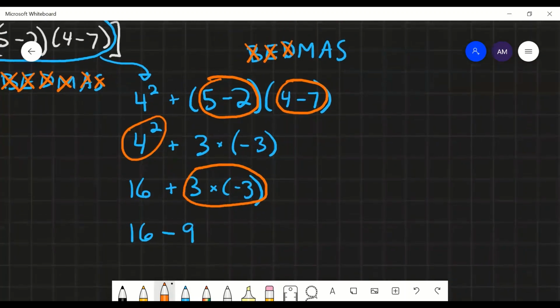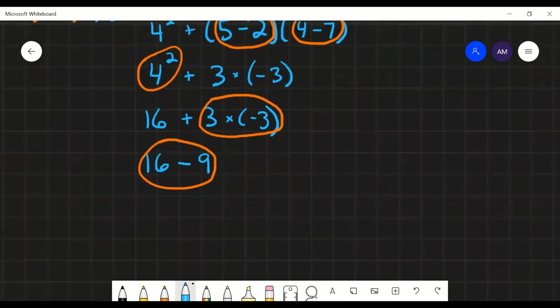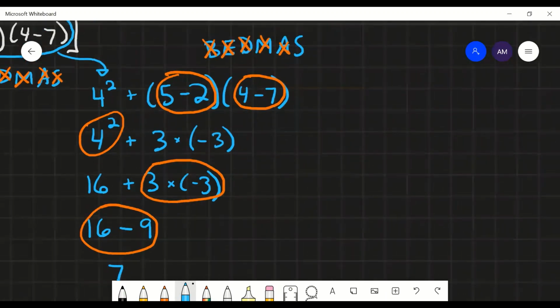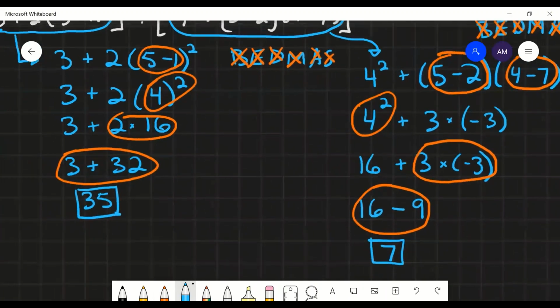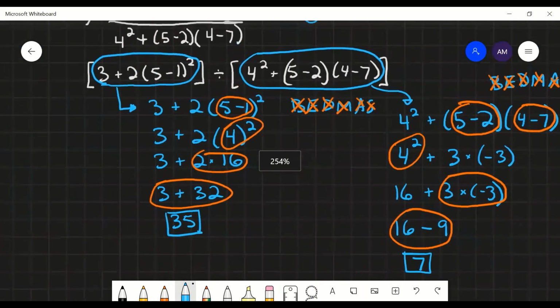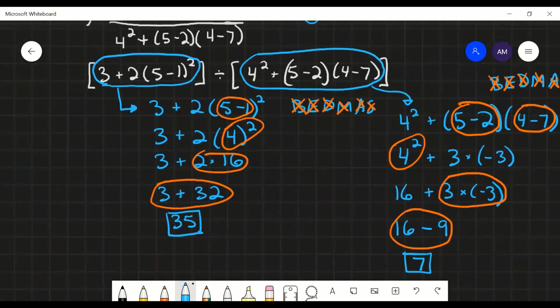Now our multiplication is finished. Are there additions? No. Are there subtractions? Yes. There's one subtraction right here. 16 minus 9. So 16 minus 9 is 7. And then we're finished with this internal BEDMAS. And we got the answer of the set of brackets. So the first set of brackets, we got 35. The second set of brackets, we got 7.